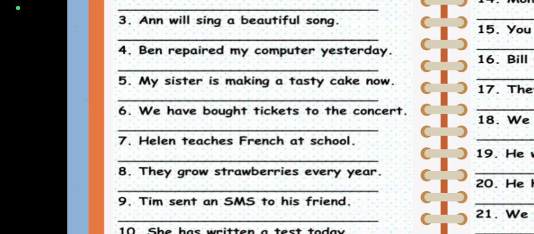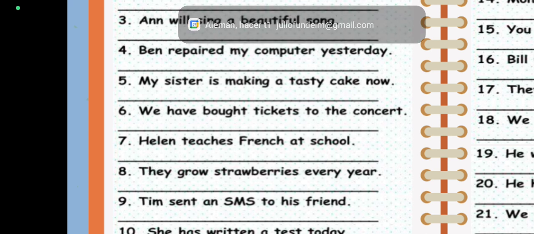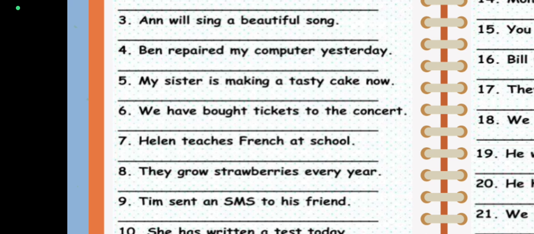Okay, number 7. Helen teaches French at school. French is teach. Okay, taught, which is the past participle. Taught at school by Helen. You got it. Number 8. They grow strawberries every year. Strawberries are grown every year by them. You got that.